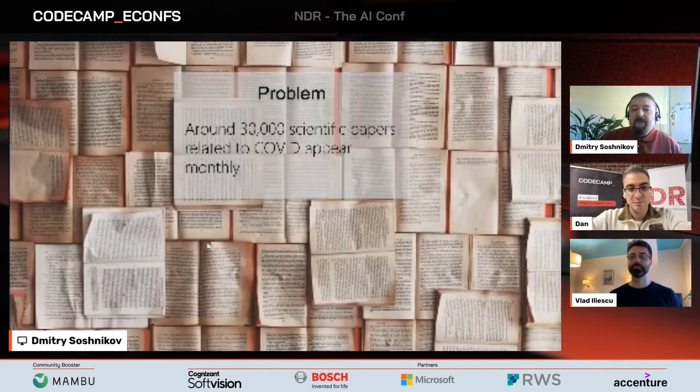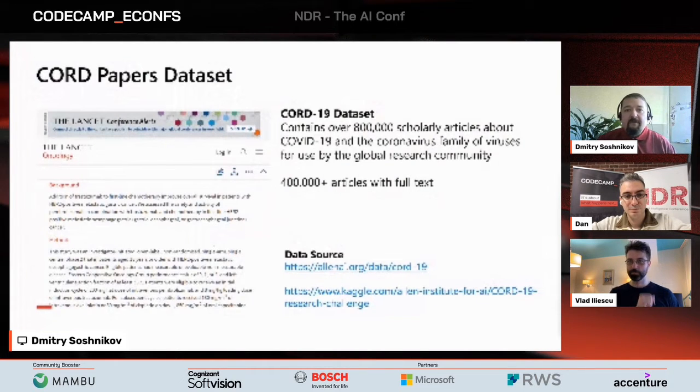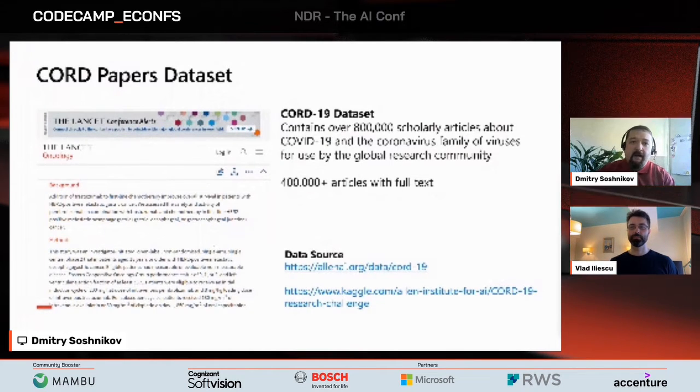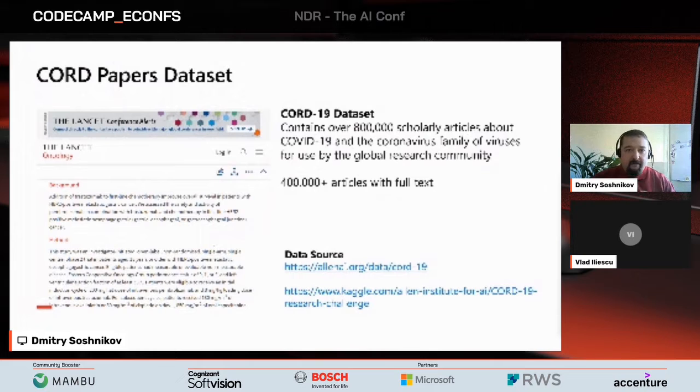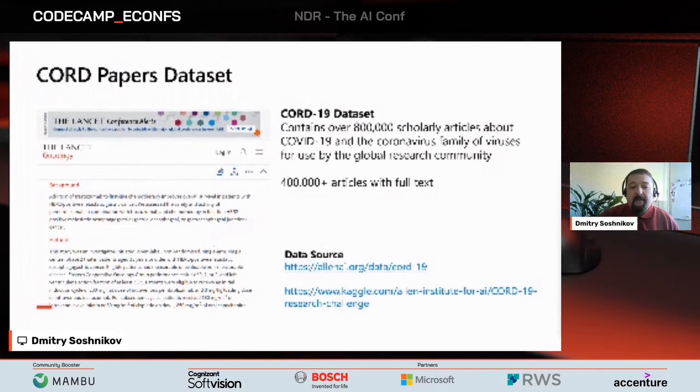So the thing that I'm going to talk about is the NLP, and the problem is that there are a lot of scientific papers being published on COVID-19, about 30,000 per month, and this number is growing. But luckily, all of them are collected in one beautiful data set called COVID-19, which now contains over 800,000 papers on the subject. Half of them are with full text, half of them are with abstracts and just the metadata. And it's interesting to see what we can do with this data set, having the tools of NLP with us.